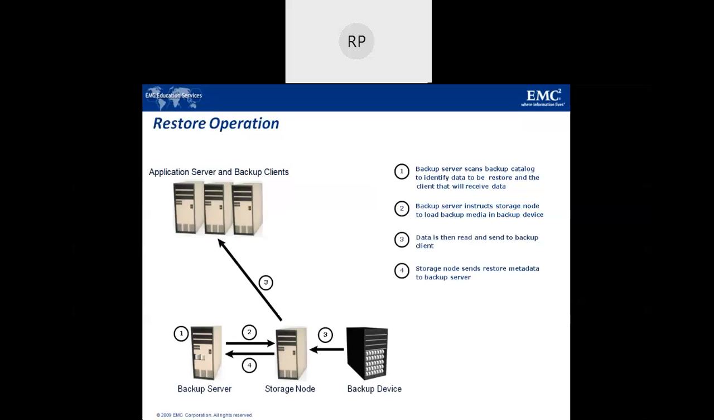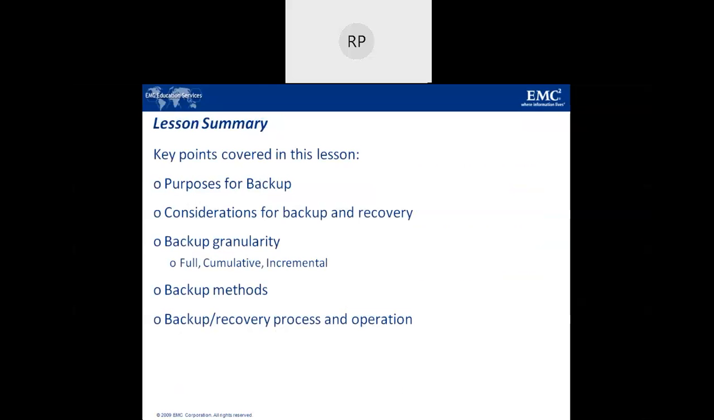Then the storage node is going to send the restore metadata to the backup server. Then the backup server is going to update the catalog. Okay, this is about how the backup process works. This is about backup architecture and backup and restore operations.